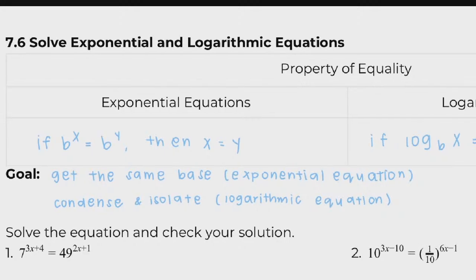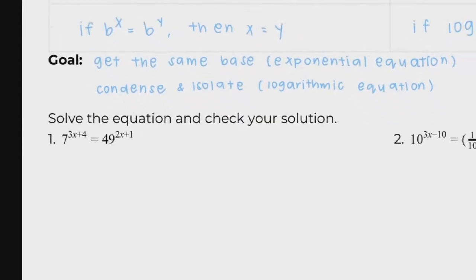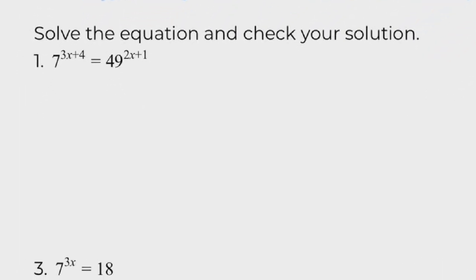So if you have an exponential equation, the goal is to get the same base. And if you have a logarithmic equation, you want to condense and isolate. So number 1, we have base 7 to the 3x plus 4 power and base 49 to the 2x plus 1 power. We want the bases to match since this is an exponential problem. And we can change 49 to 7 squared.